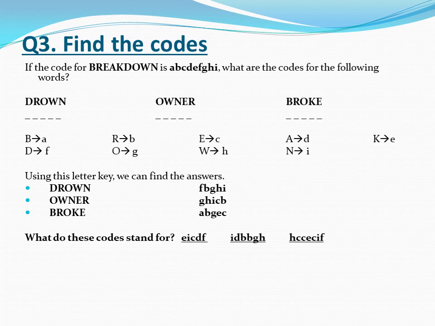So using this letter key and the codes, pause the video, spend 2 minutes, and then come back to find out the answer. For the first one, EICDF, you find KNEAD, which is need. IDBBGH, you get the answer narrow. And for HCCECIF, you find weekend.